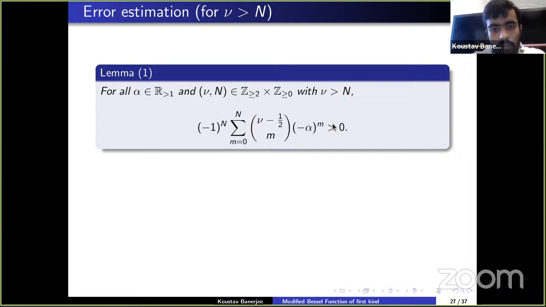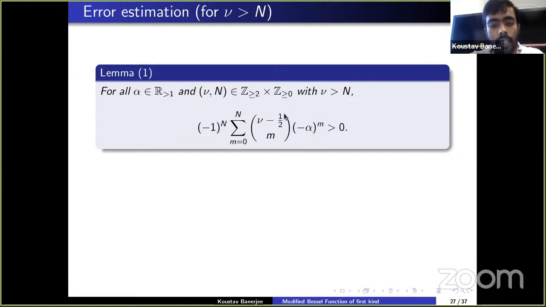And the idea of the proof of this lemma: if I see this as a polynomial in alpha, p of alpha, I want to express this polynomial p of alpha in terms of p of alpha minus 1. So it's written in terms of alpha, and I want to express it in terms of alpha minus 1.